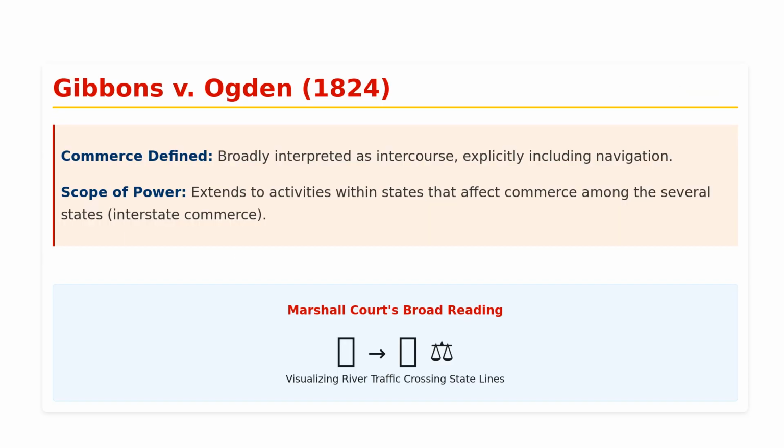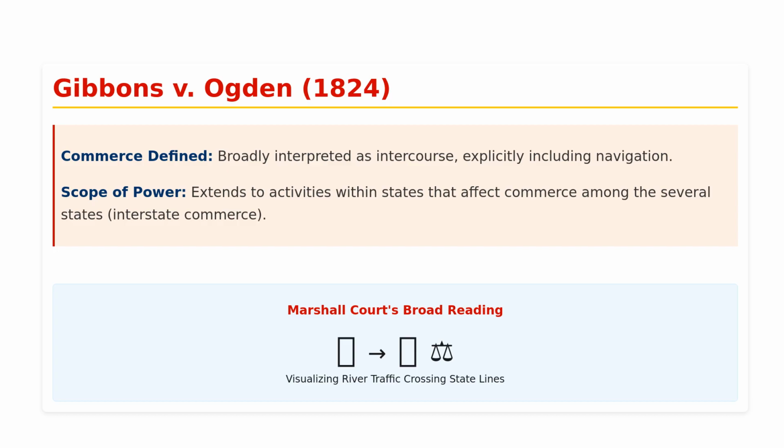The previous chapter introduced the Commerce Clause text. Now we must see how the Supreme Court first interpreted this sweeping grant of authority. The foundational case is Gibbons v. Ogden from 1824. This landmark decision, authored by Chief Justice John Marshall, immediately signaled a broad reading of congressional power. Marshall defined commerce not merely as the buying and selling of goods, but broadly as intercourse, which explicitly included navigation.